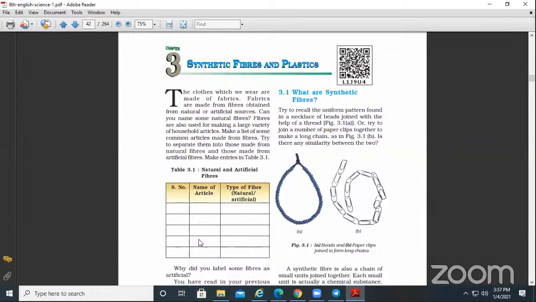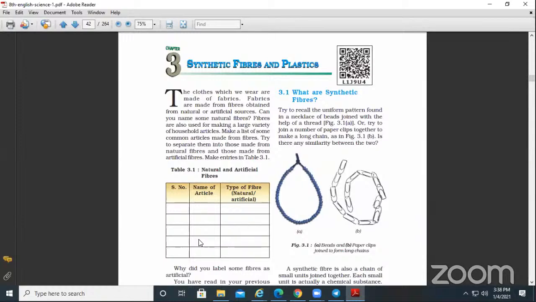When we go for the synthetic fiber now, what do we mean by synthetic fiber? Synthetic fiber is also called a man-made fiber. Why is this synthetic fiber called a man-made fiber, children? Because by using some chemicals, these synthetic fibers are made. For example, rayon and nylon. These are two examples of synthetic fibers.